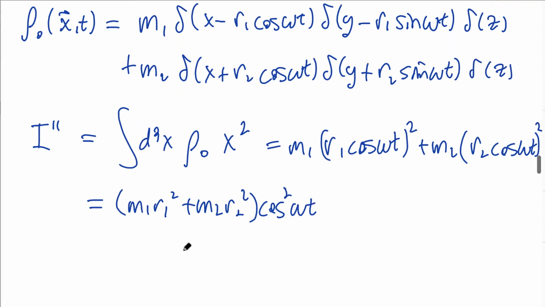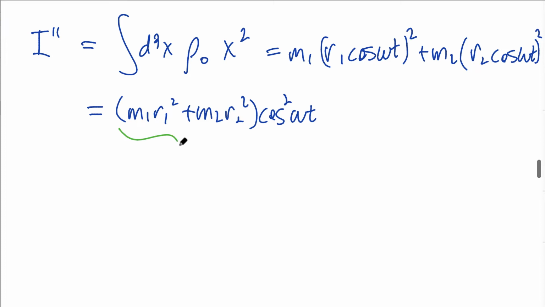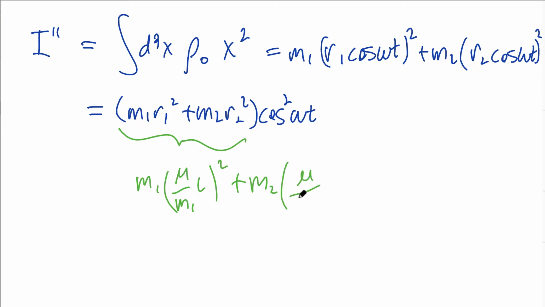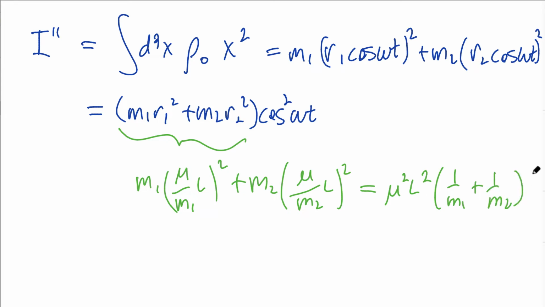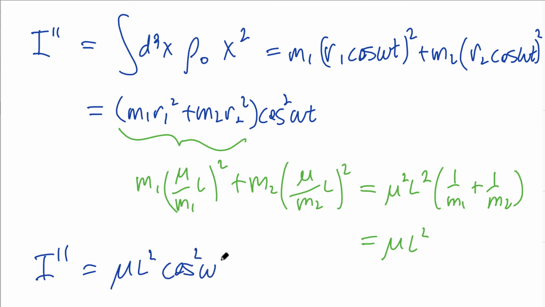And now this coefficient can be simplified using the results we derived earlier. This is m1 times r1, which is mu over m1 times L, plus m2 times r2, which is mu over m2 times L. And this equals mu squared times L squared times 1 over m1 plus 1 over m2. You can easily check that this quantity in parentheses is just the inverse of the reduced mass. So this is equal to mu times L squared. Then our result for I11 is mu L squared times cosine squared of omega t.